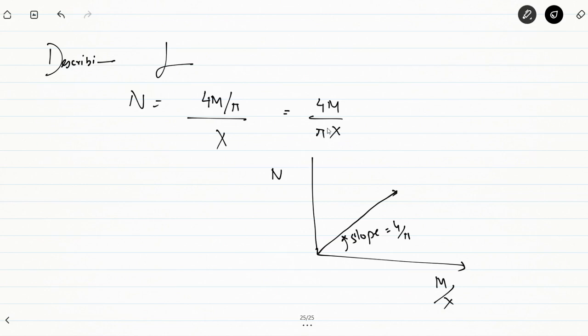Talking about the straight line equation y is equal to m x, here the slope is 4 by pi, and your x axis is given by m by x. So we'll be plotting these N versus m by x curves. Here N initially was the magnitude of the on-off non-linearity. The magnitude may vary for different non-linear systems, and basically you can introduce it in the system in different ways. We'll continue with this next.